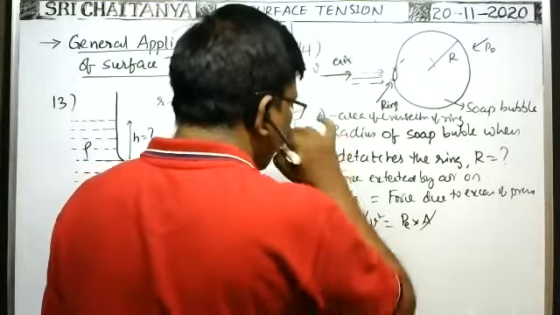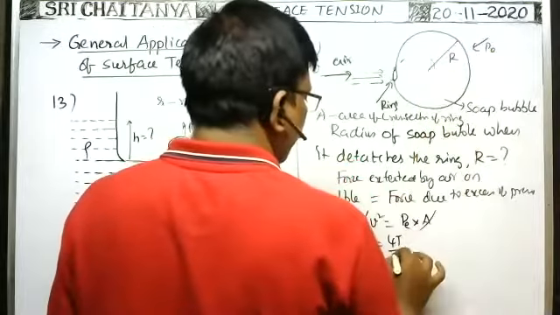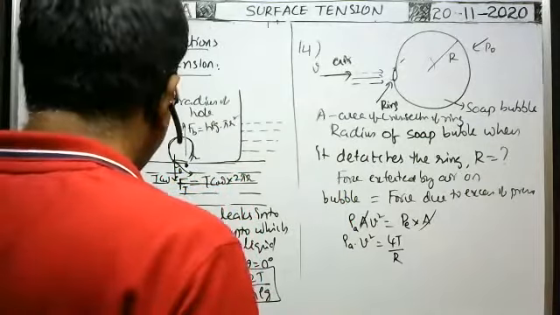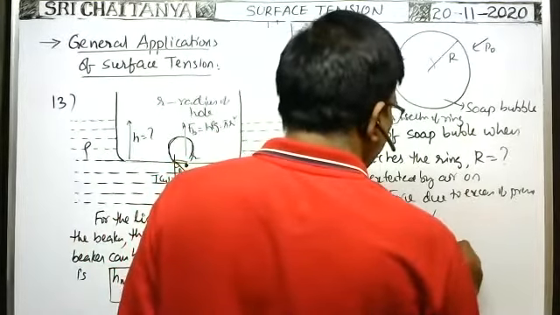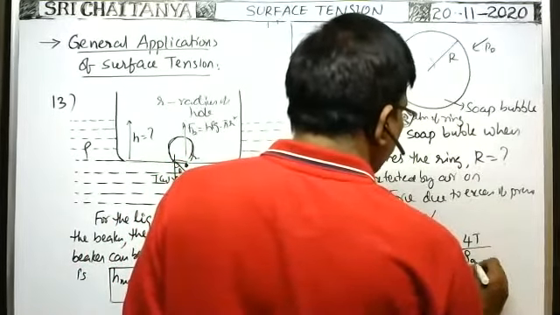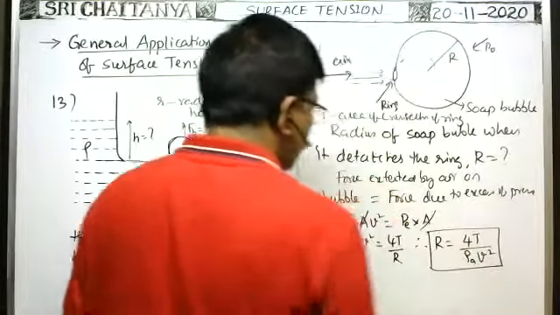Cancelling A, then rho a into v square is equal to the extra pressure, that is 4T by the radius of the bubble, capital R. Therefore capital R, the radius of the bubble, is equal to 4T by the density of the air into velocity square. This is the formula. This is also very, very important.